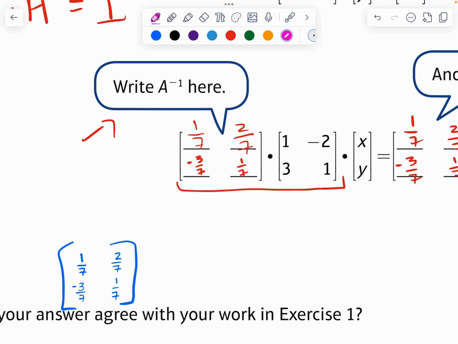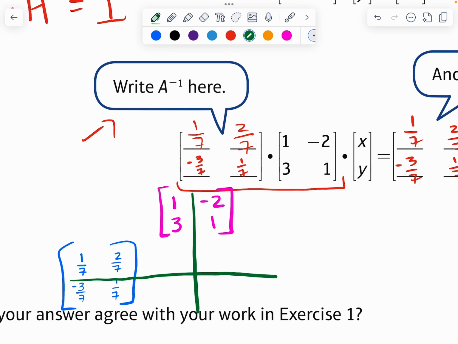And we're going to take 1, -2, 3, and 1. And we're going to multiply. And I like to show my work off to the side. So 1 times 1/7 is going to be 1/7. 2/7 times 3 is going to be 6/7. So that together is going to get me 7 over 7, which is 1.